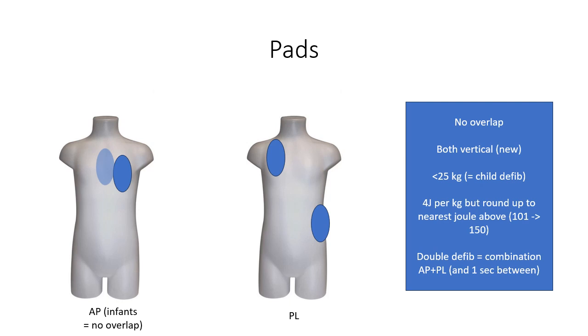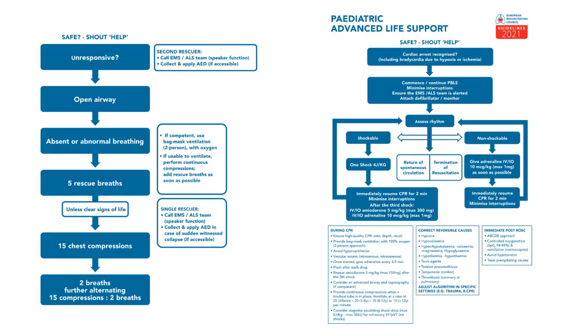Right. And then if you want to do a double defib, this one is on between the shoulder blades, and this one is on the left side of the chest. And then you just combine these two, and then you have the double defib, with 1 second in between the defibs. So first this and this, and 1 second later, or the other way around.